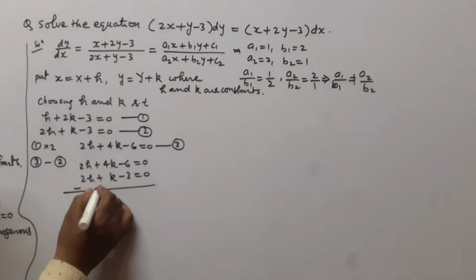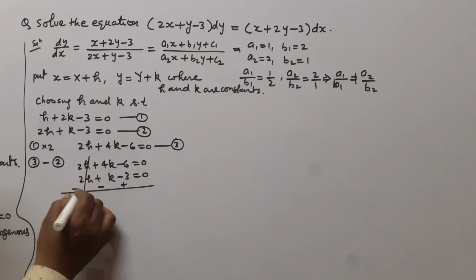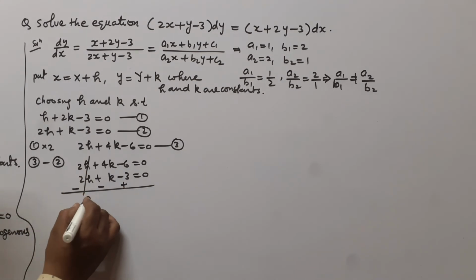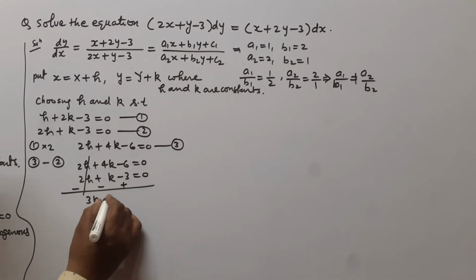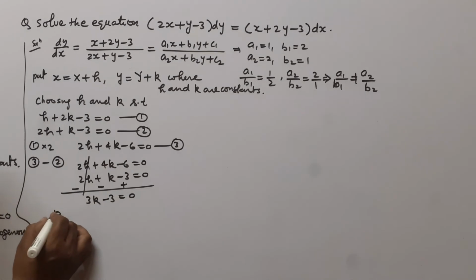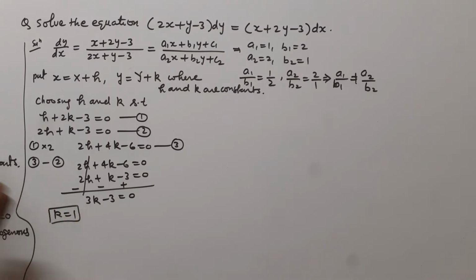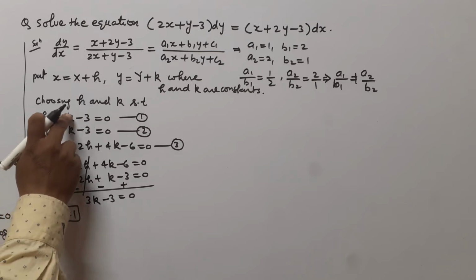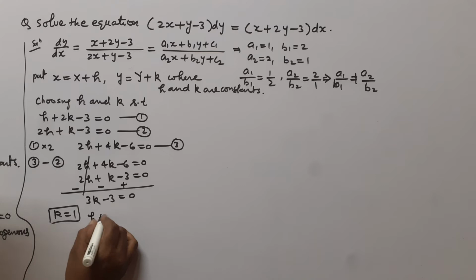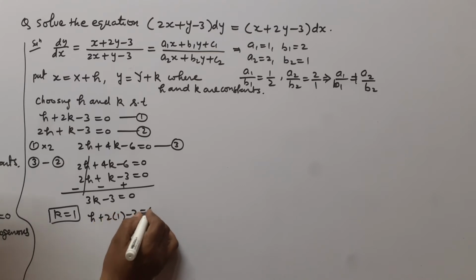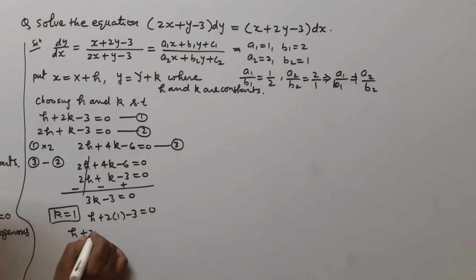Now we subtract: minus minus is plus, so this cancels out. 4k minus k is 3k, minus 6 plus 3 is minus 3, equal to 0, so we get k is equal to 1. Now we put k equal to 1 in either equation 1 or 2 to get the value of h. So h plus 2 multiplied by 1 minus 3 equal to 0, so h plus 2 minus 3, so h is equal to 1 here.